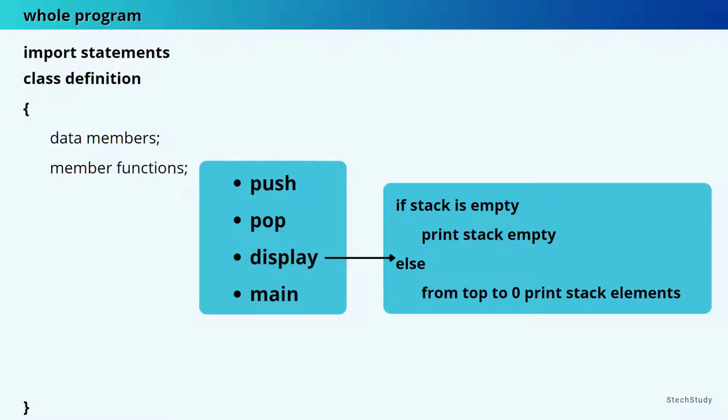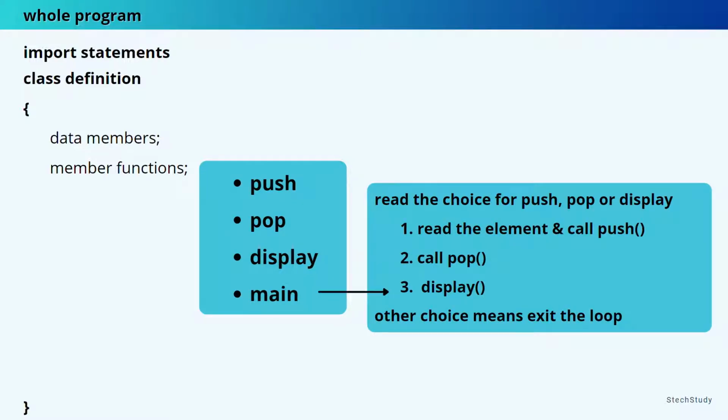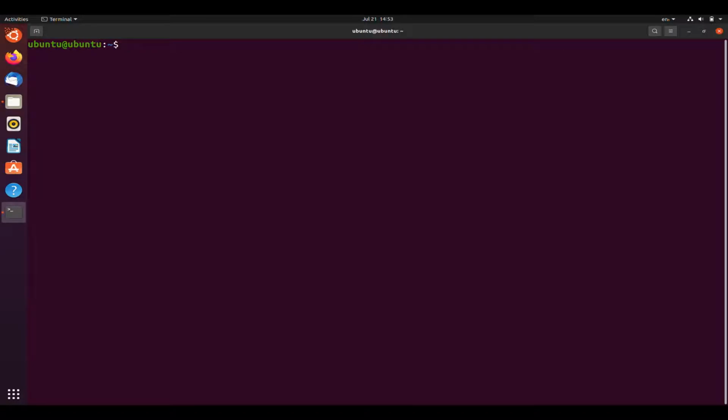Next, the display function. Display stack elements from top to 0 if the stack is not empty. Finally, the main function contains statements to read the choice for push, pop and display. Here we are using the gedit command to open an editor for typing.